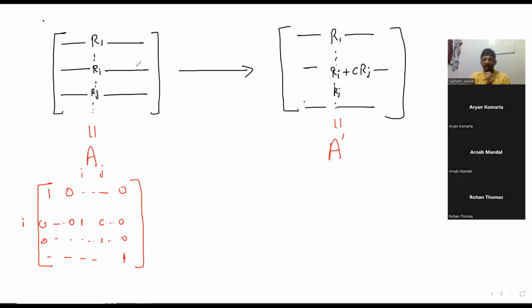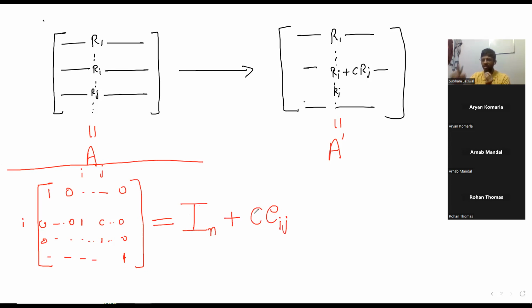Okay. I have taken this matrix A. I have added C times the jth row to the ith row. Here also I've done the same. So what we are trying to achieve is that we are trying to find the row reduction in terms of matrix multiplication, right? Correct. Exactly. That's correct.